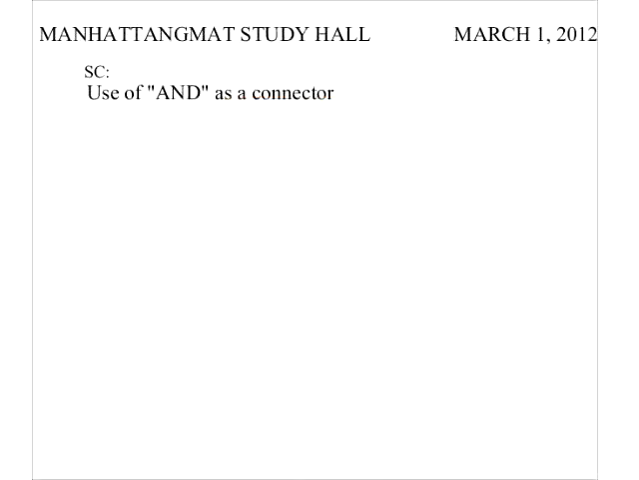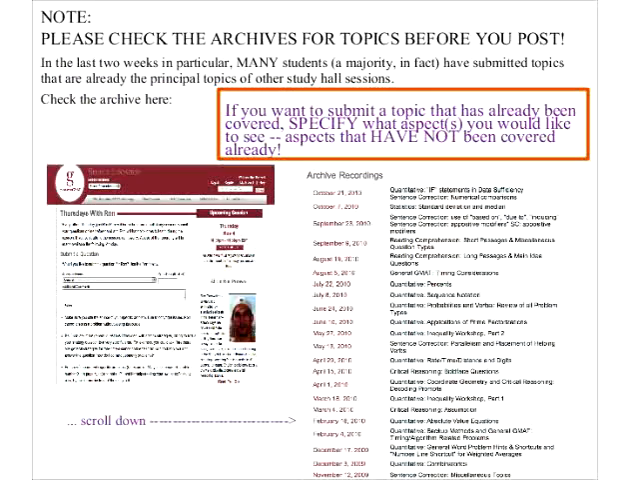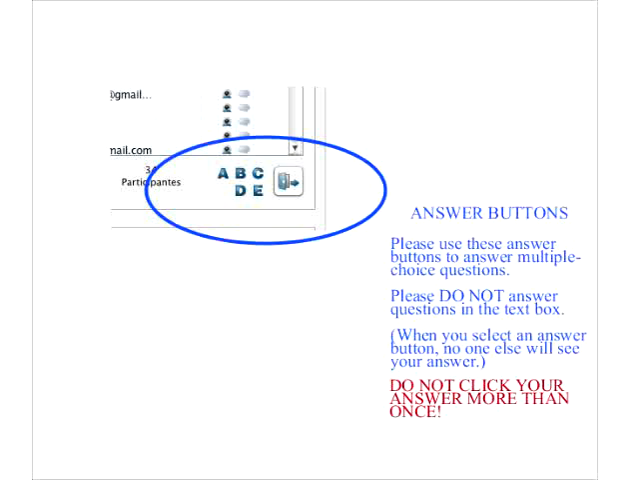Again, if you just got here, the topic of today is the use of the word "and" as a connector in sentences. What we are going to do is the usual: look at some examples and so on and so forth. When we do examples, please use the answer buttons. The answer buttons are about to appear.